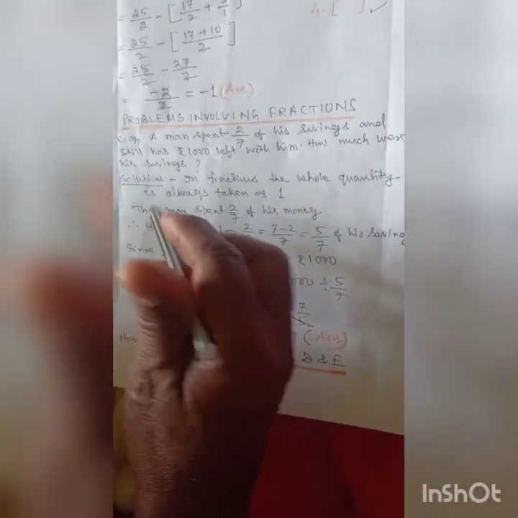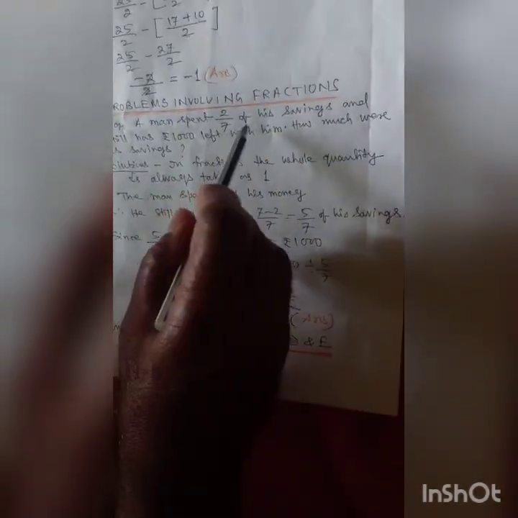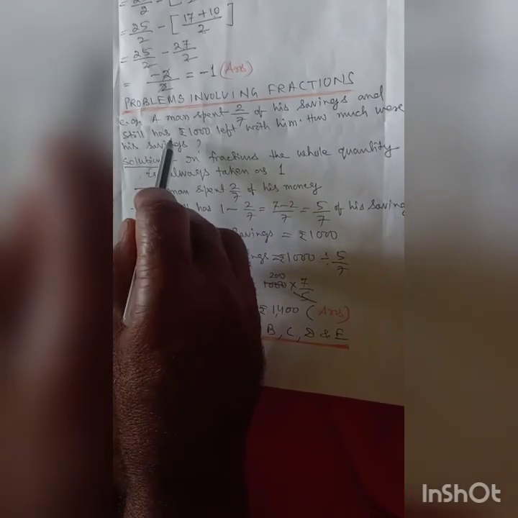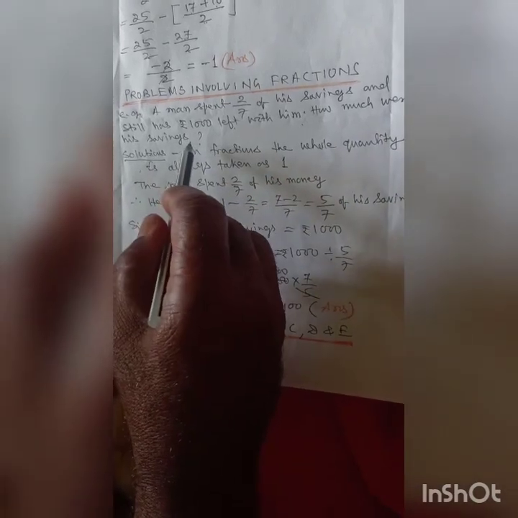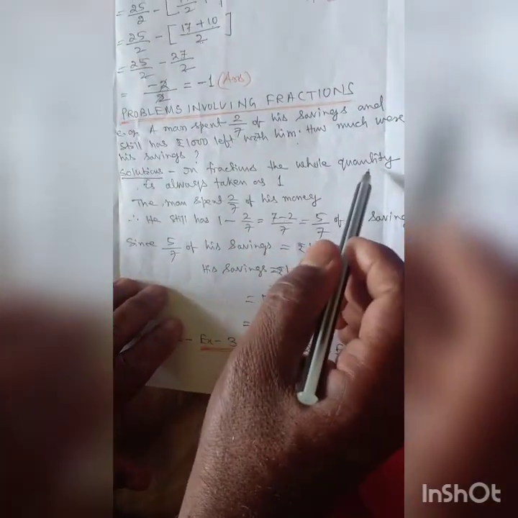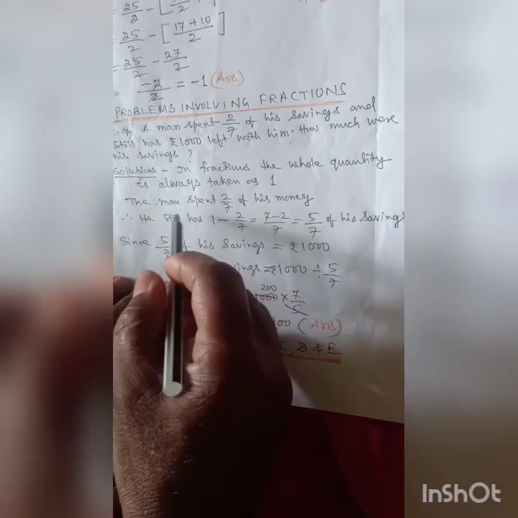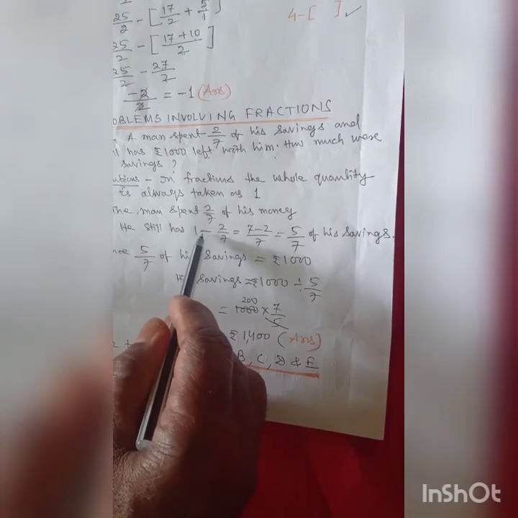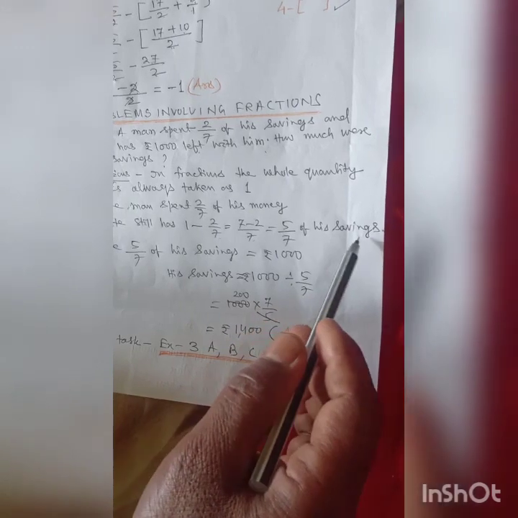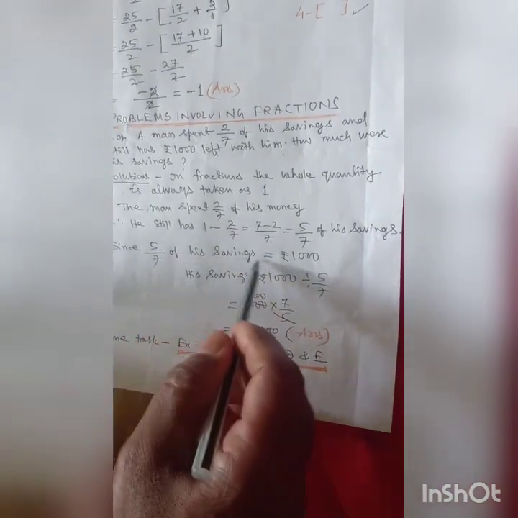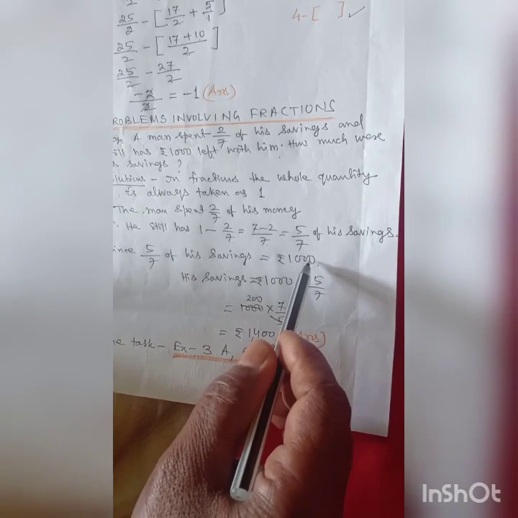Problems involving fractions. How do you solve a problem based on fractions? I will tell you with the help of the following example. A man spent 2/7 of his savings and still has 1000 rupees left with him. How much were his savings? In fractions, the whole quantity is always taken as 1. The man spent 2/7 of his money. Therefore, he still has 1 minus 2/7 equals (7 minus 2)/7 equals 5/7 of his savings. Since 5/7 of his savings equals 1000, his savings equal 1000 divided by 5/7.